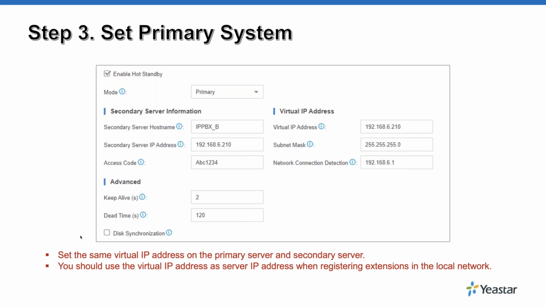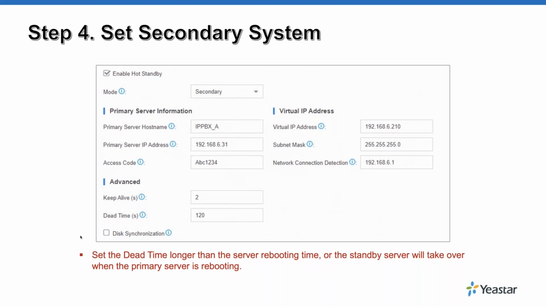I'm sorry, guys, I made a mistake. I typed it wrong, 6.210. That's a wrong IP address. Actually, I'm going to use something else. But just make sure you have a reserved IP address. Put it here. Okay, the next step, you're going to jump into your secondary system.